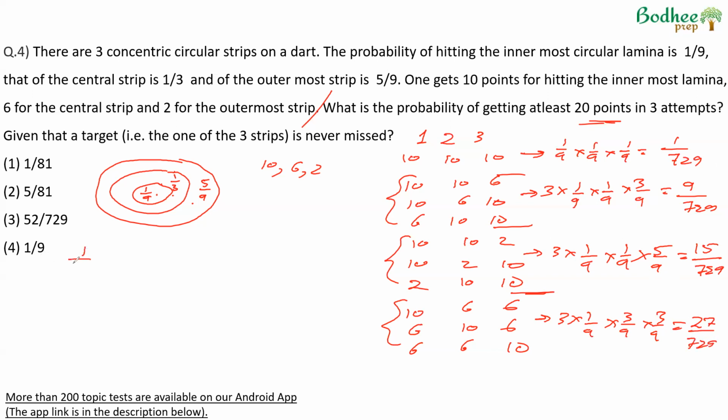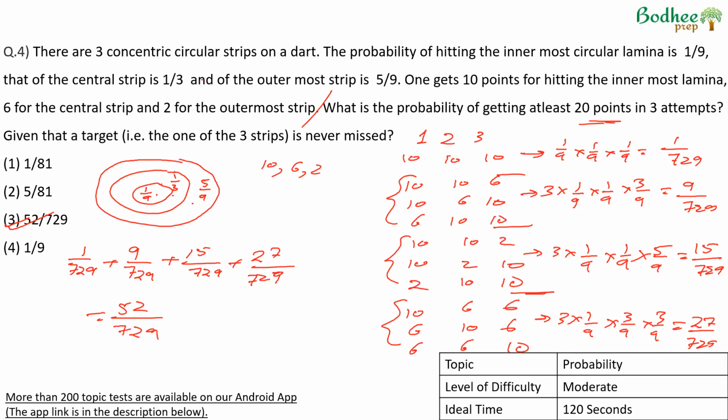So the overall probability will be 1 by 729 plus 9 by 729 plus 15 by 729 plus 27 by 729. 30, 42. This becomes 52 by 729. Hence option 3 becomes my answer. Again, in terms of level of difficulty, I would say medium level of difficulty, about 2 minutes to solve. I'm keeping this for the next question.